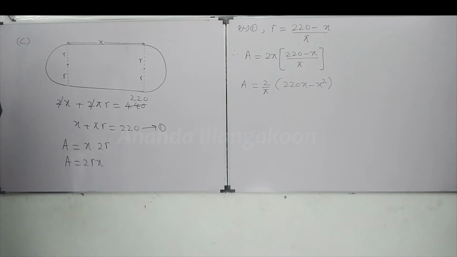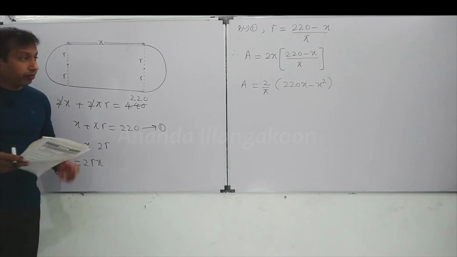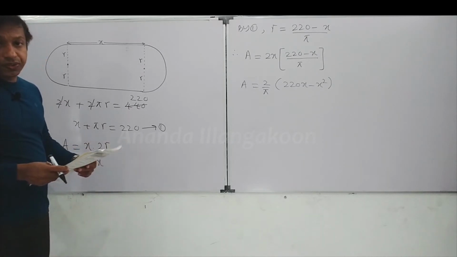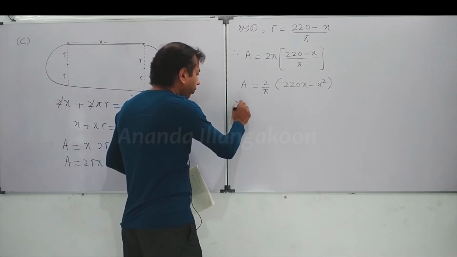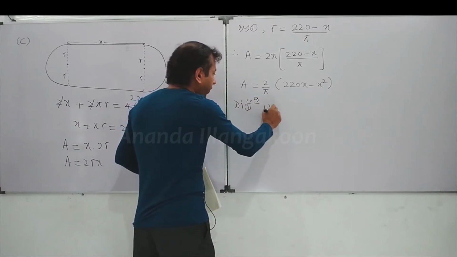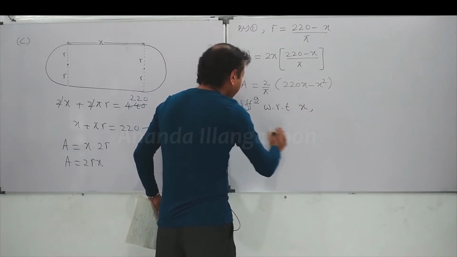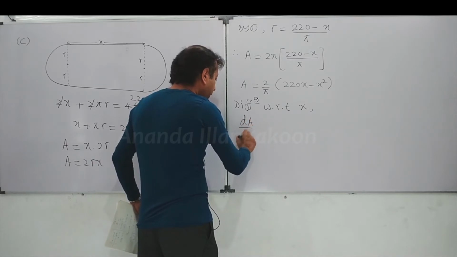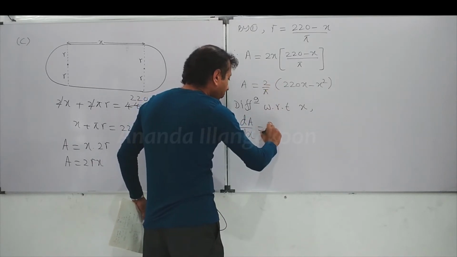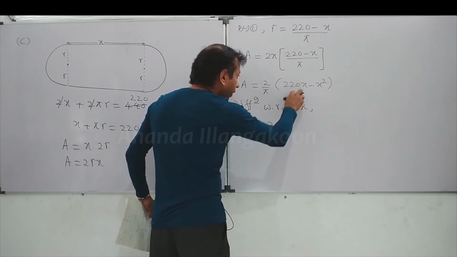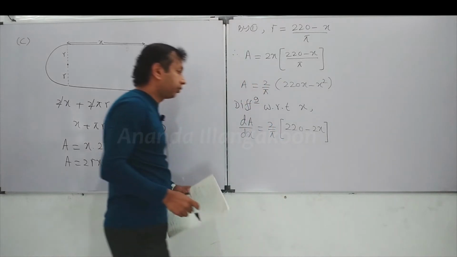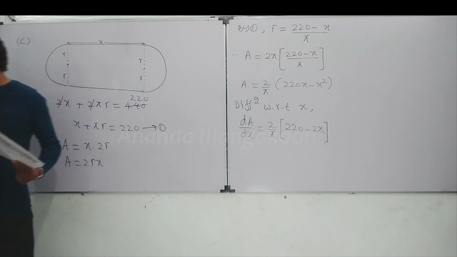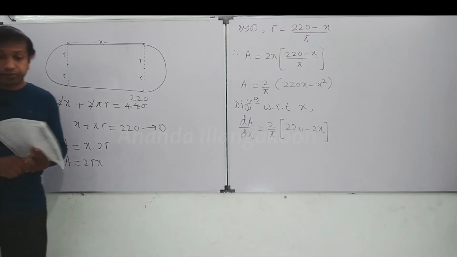Now we can differentiate this with respect to x to find the first derivative of A with respect to x. Differentiating with respect to x, we get dA upon dx equals 2 upon pi, which is a constant, times (220 minus 2x).